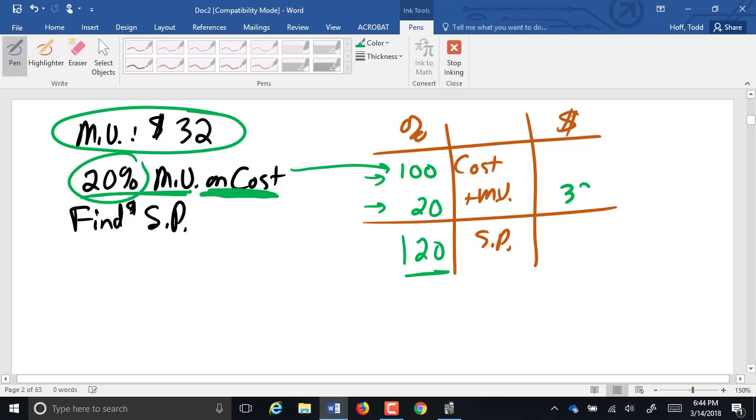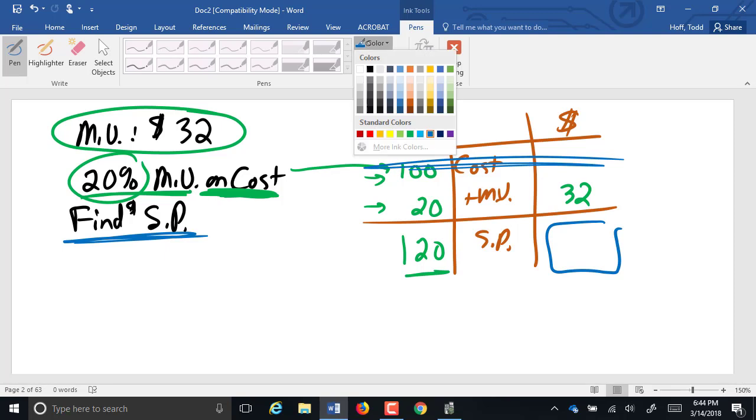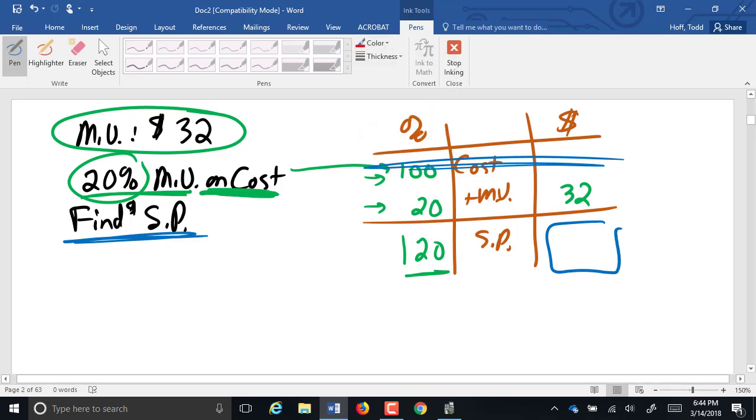The dollar markup was $32. What are we asked to find? The dollar amount of the selling price. That's this number here. So top row is ignored. So 120 times 32 is 3,840 divided by 20, 192. So the selling price is $192.